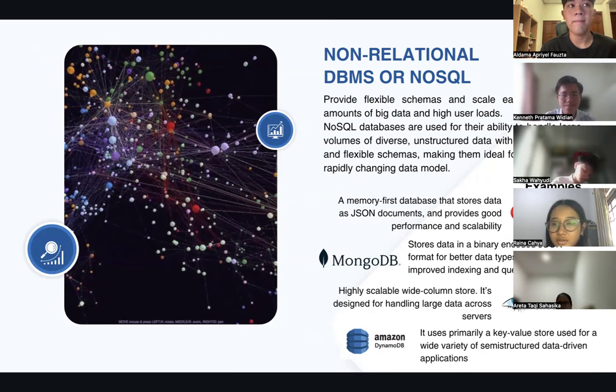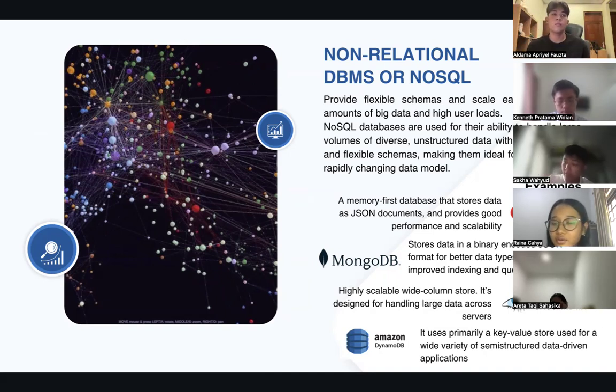Besides relational database management systems, there are also non-relational DBMSs, which we could call NoSQL. They provide flexible schemas and scale easily with large amounts of big data and high user loads. These NoSQL databases are used for their ability to handle large volumes of diverse, unstructured data with high scalability and flexible schemas, making them ideal for big data and rapidly changing data models.